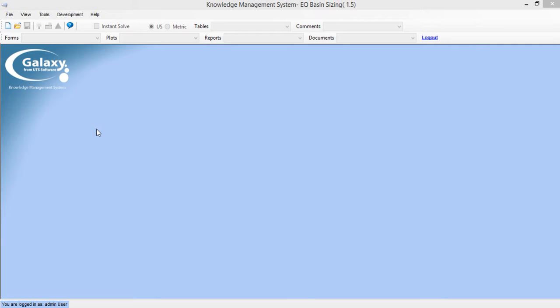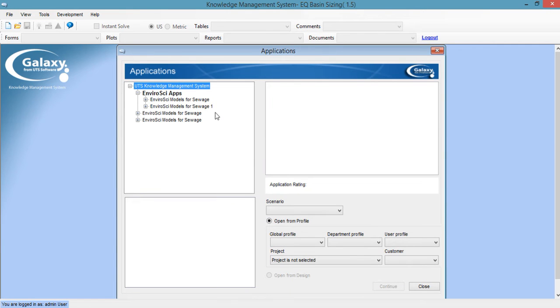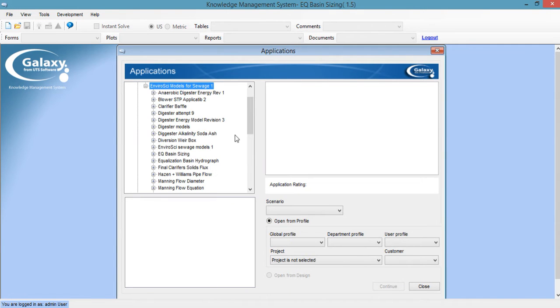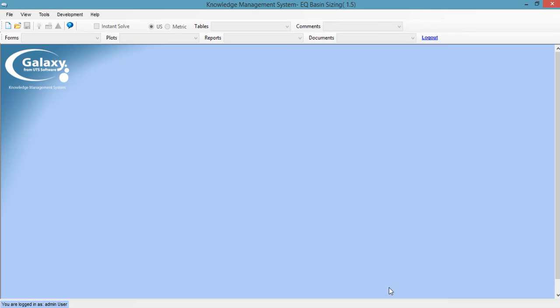This is a demonstration of a Galaxy application for the sizing of an equalization basin. We will open the application and we will go to Equalization, EQ Basin Sizing, and we'll go to this revision. We select the default profile, environment-side projects, we do continue.